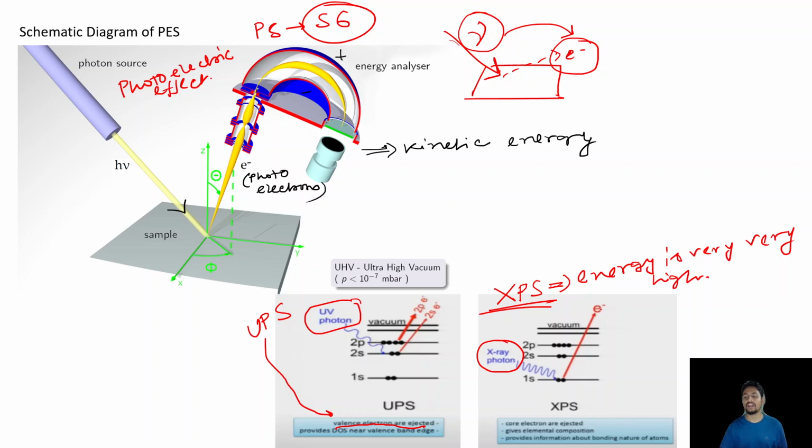So core electrons can be ejected. As the core electron can be ejected, the material's oxidation state and elemental composition can be analyzed using this XPS technique. So this is a very good technique, overall.